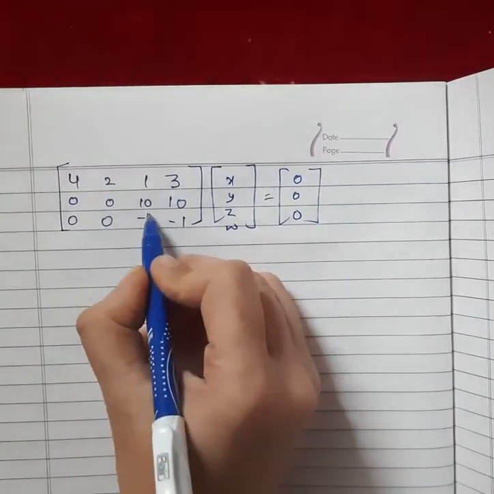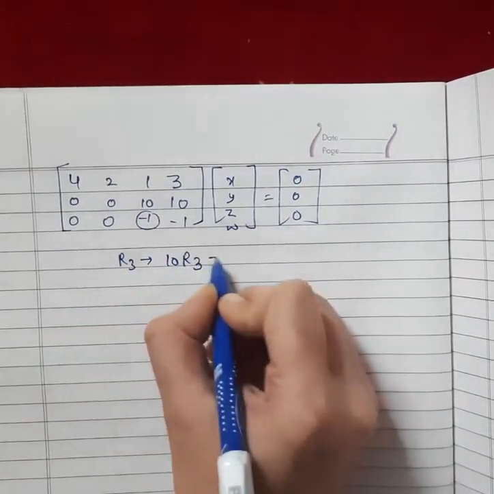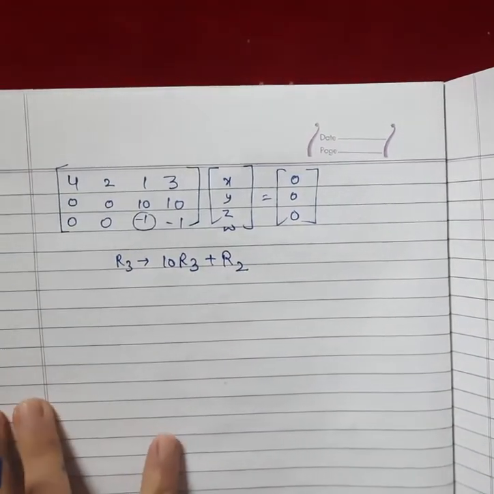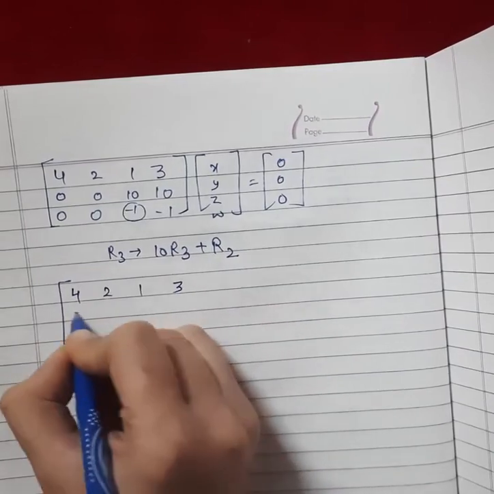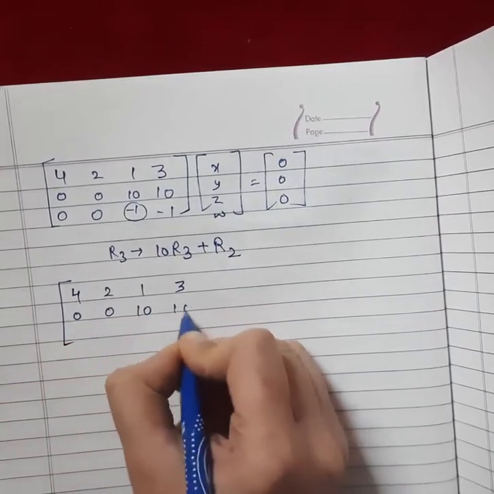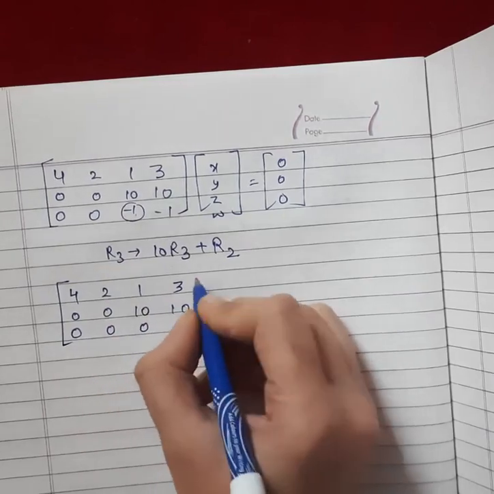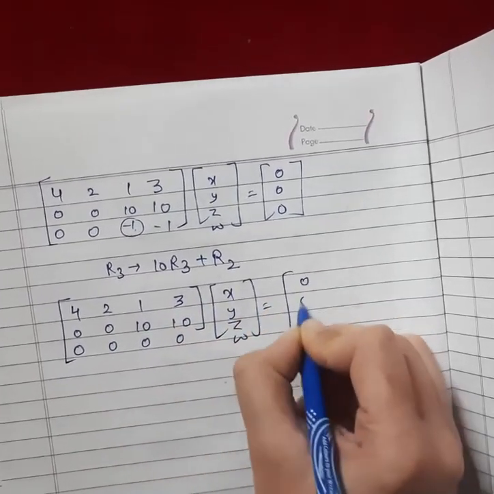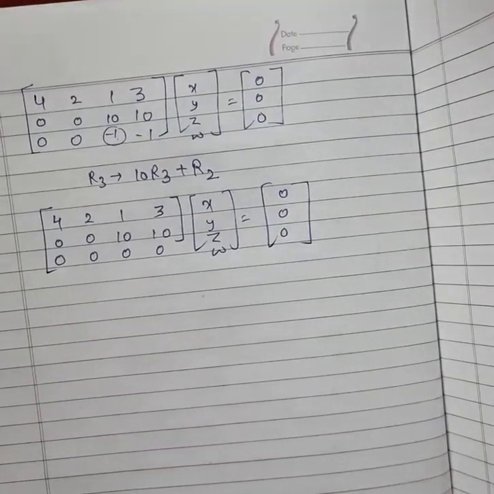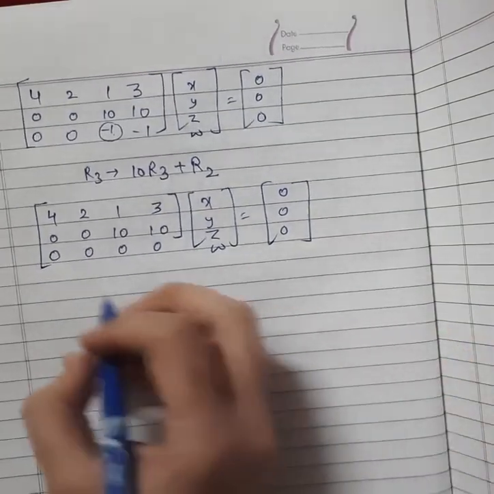Now we will apply the operation on R3 as 10 times R3 plus R2, which gives us 4, 2, 1, 3, 0, 0, 10 and 10, 0, 0, minus 10 plus 10, 0, 0. Then x, y, z and w equals the 0 vector. Now this is the desired echelon form. Now let's convert the system again into the form of equations.